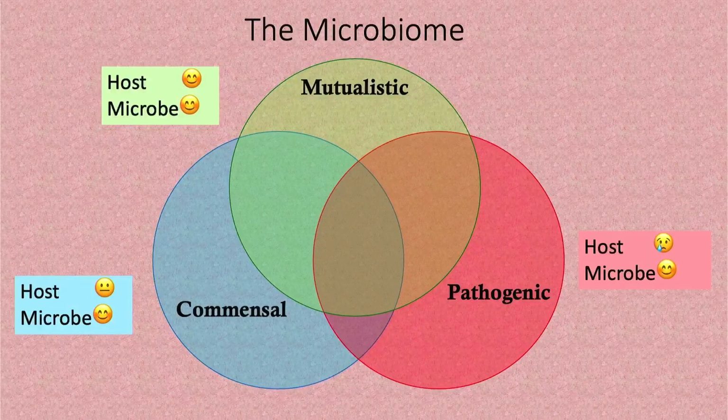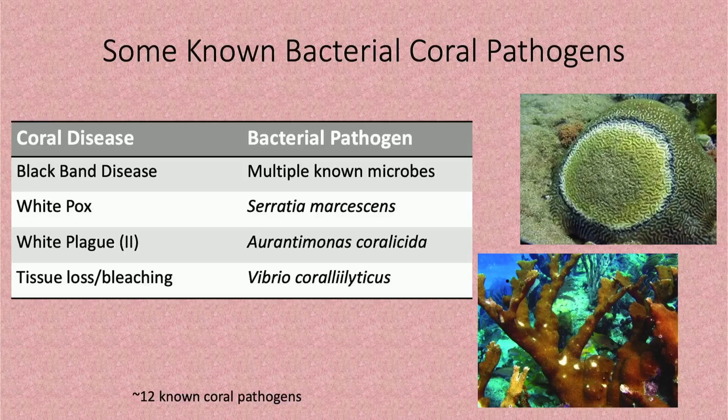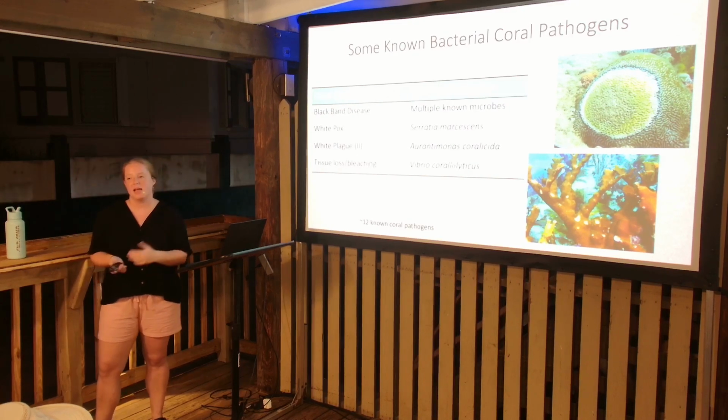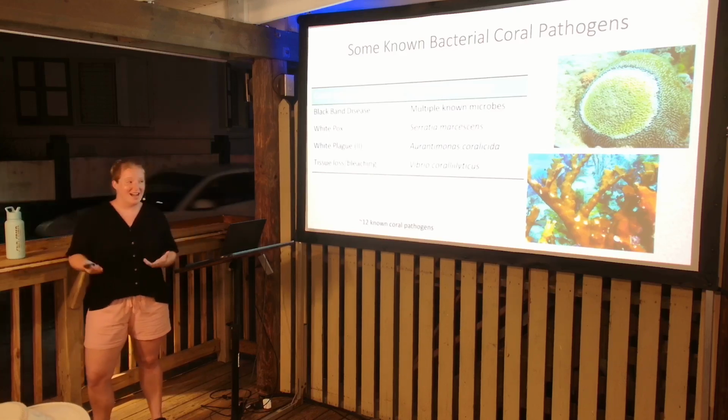So again, we have this microbiome, and now I'm specifically going to talk about the pathogenic side in relation to corals. So specifically for bacterial pathogens, there's a lot of different coral diseases, but there's actually only about 12 known coral pathogens that are of bacterial nature. So not a lot if you think about it. It can be really hard to study coral disease on top of having a different colony response. There's different species that might be impacted, and different areas like the Caribbean or the Pacific or the Red Sea. So there's a lot of different factors that go along with this.